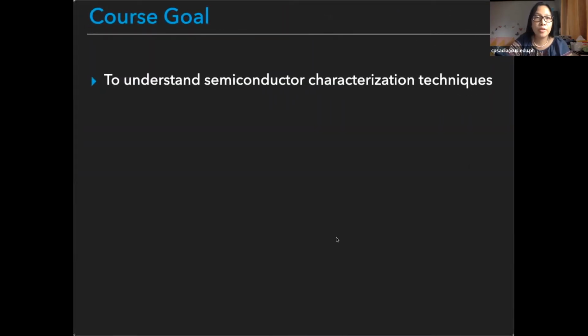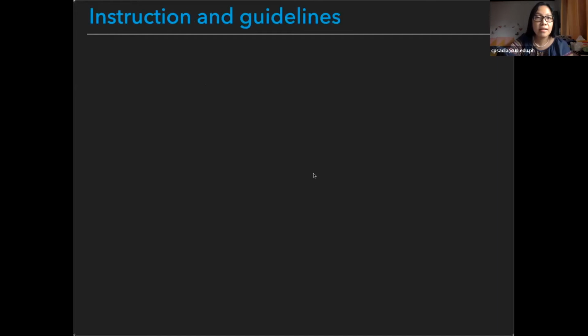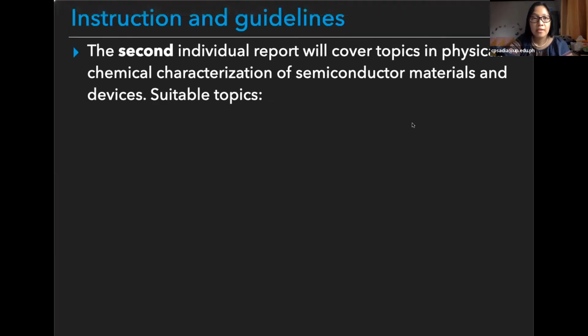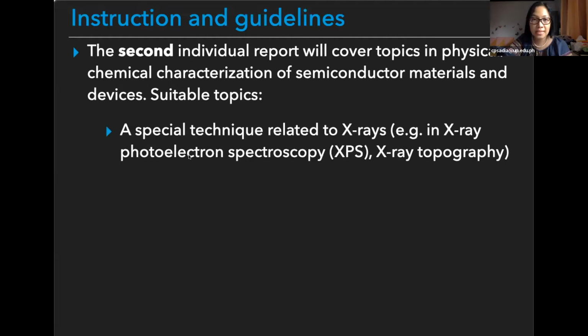This is in line with the course goal, which is to understand semiconductor characterization techniques. Here are the given instructions and guidelines for these second individual reports. This second individual report will cover topics in physical and chemical characterization of semiconductor materials and devices. What are the suitable topics?